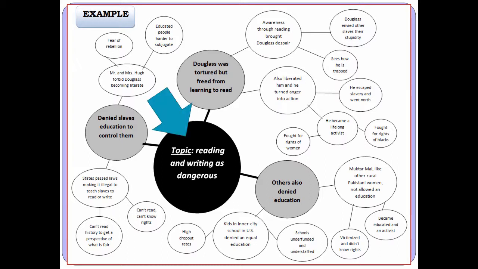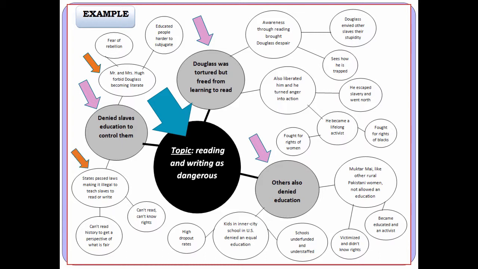Example: topic, reading and writing as dangerous. Key concept, denied slaves education to control them. Douglass was tortured but freed from learning to read. Others also denied education. Supporting details: Mr. and Mrs. Hugh forbid Douglass becoming literate.